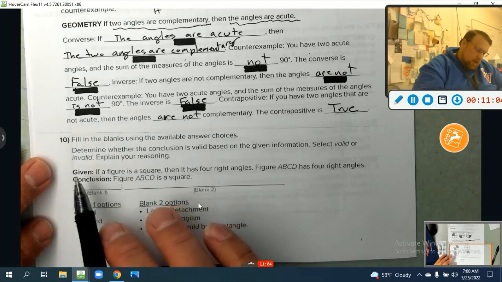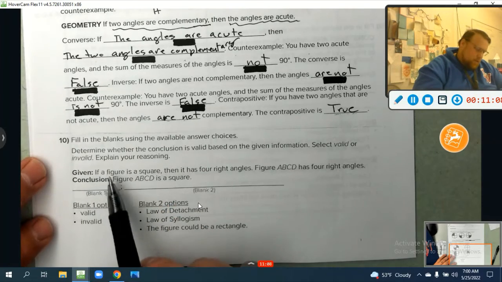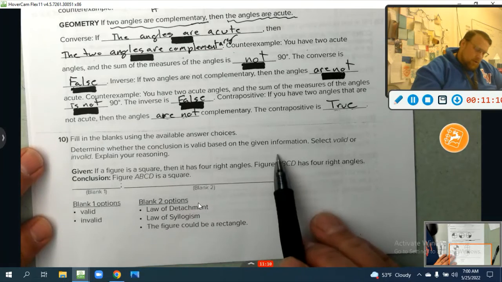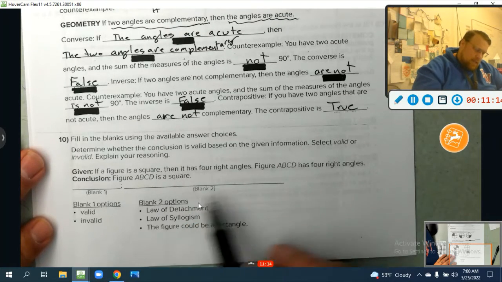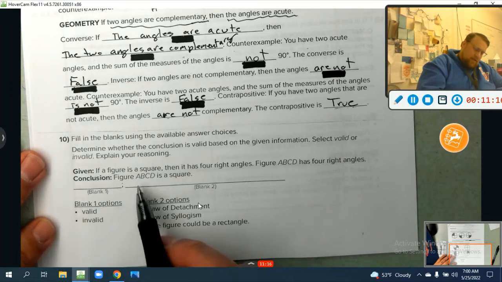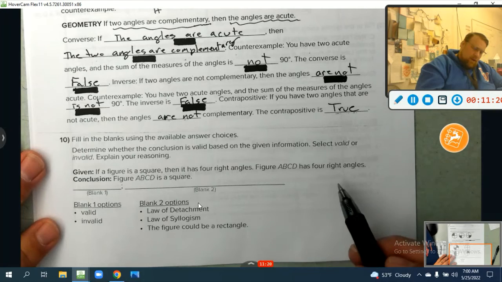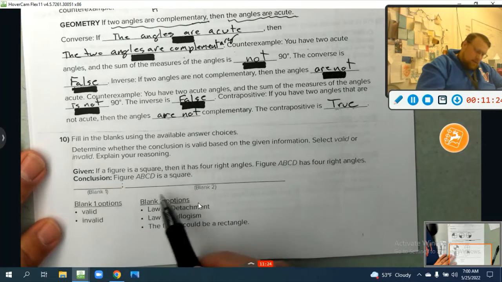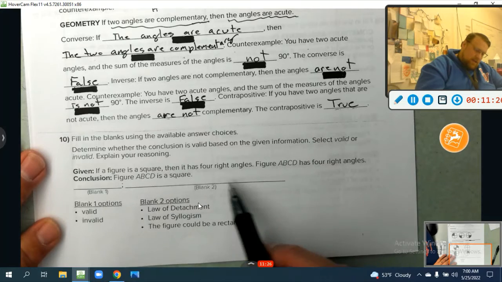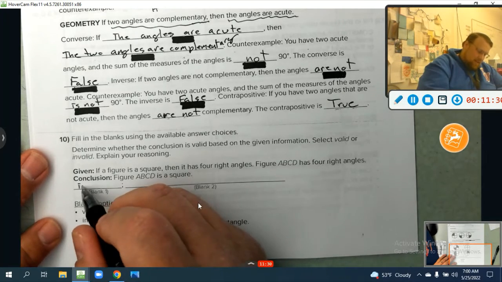Another fill in the blanks. A lot of those on this test, right? Because it's just trying to get to the truth of matters, writing those statements out. Determine whether a conclusion is valid based on the given information, select valid or invalid, and explain your reasoning. If the figure is a square, then it has four right angles. Figure ABCD has four right angles. Conclusion: figure ABCD is a square. Now, here's the thing. That's invalid.